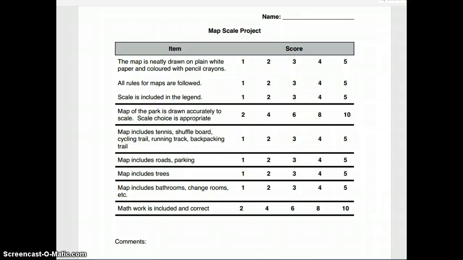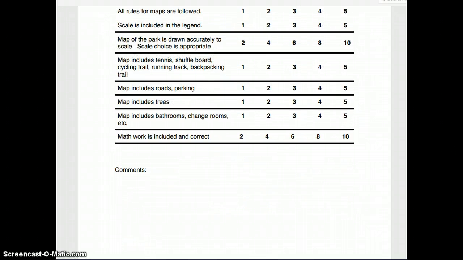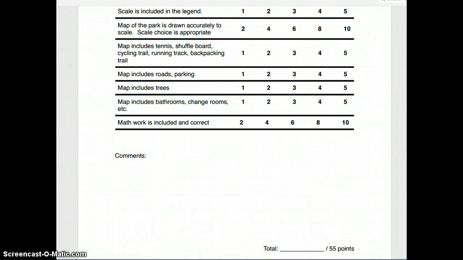Okay, and so you'll notice the different point values. Most things are sort of out of 5 points. The bigger things, that the map of the park is drawn accurately to scale, that the scale choice is appropriate, and that your math work is included and correct, those are sort of the bigger parts. Okay, now if you add up all of that stuff, you get a total of 55 points.